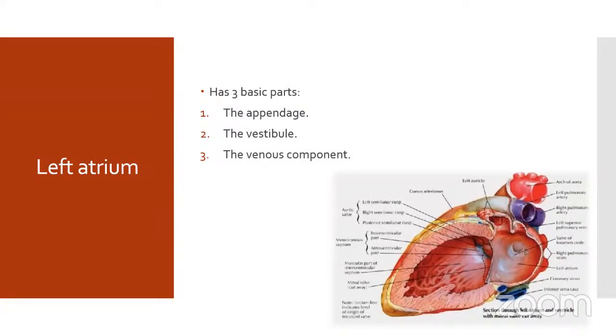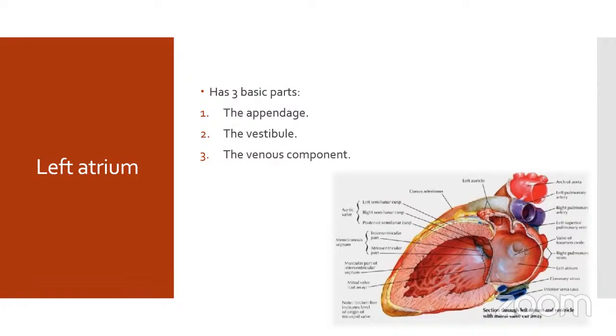Like the right atrium, the left atrium also has three components: the appendage, the vestibule, and the venous component. The left atrial appendage is long and narrow. It has different variations in size and shape, but is generally a finger-like projection from the left atrium, lying to the left of the mitral valve orifice. The vestibule is directly continuous with the smooth atrial wall of the pulmonary venous component and inserts directly into the posterior leaflet of the mitral valve.